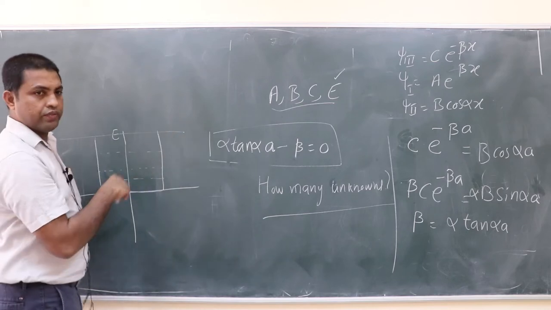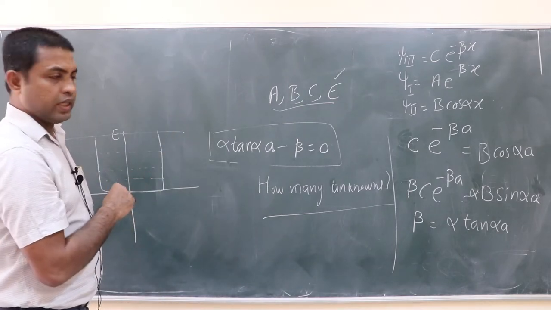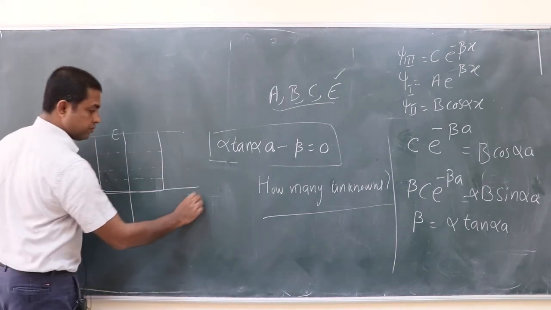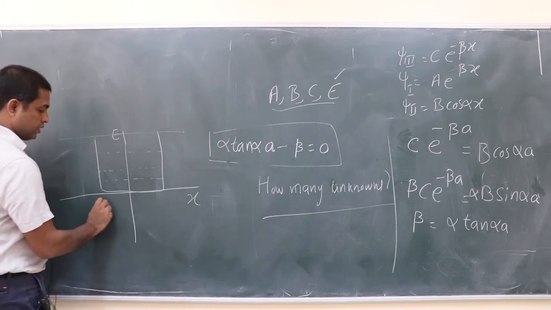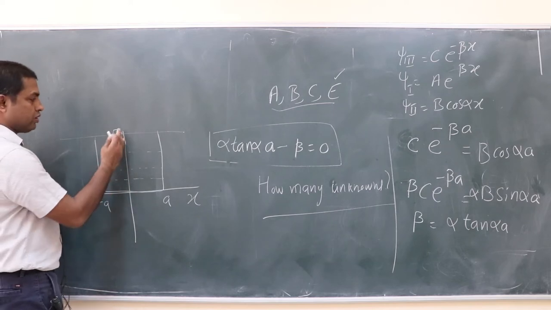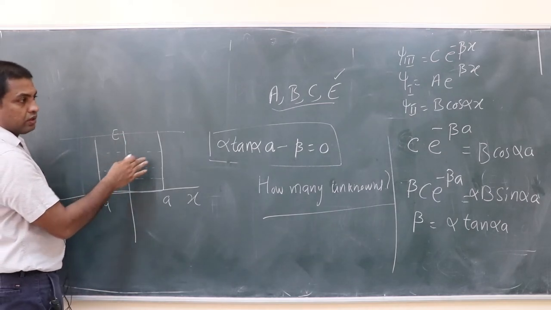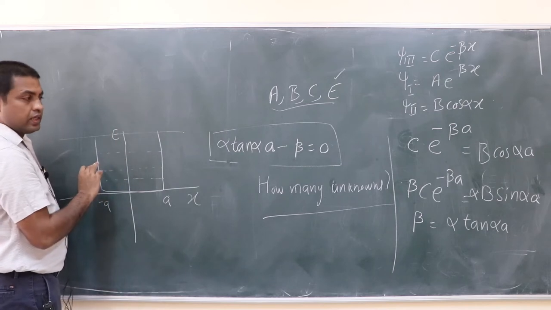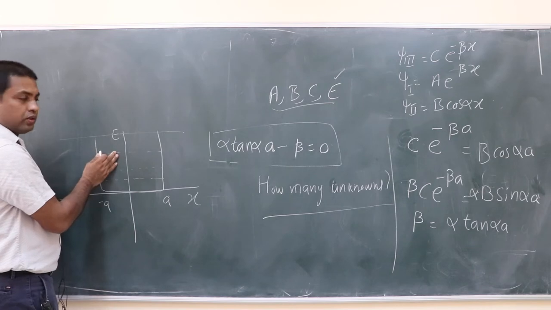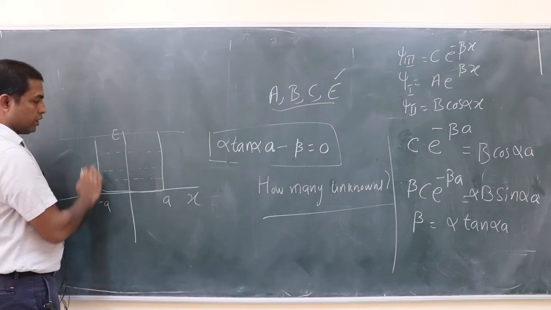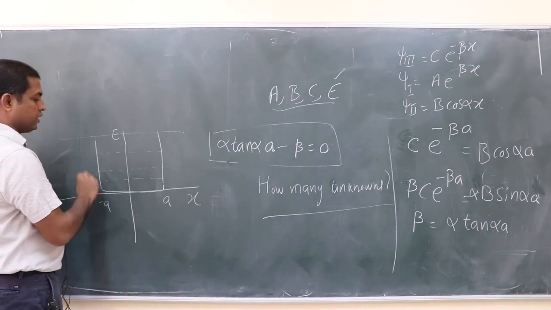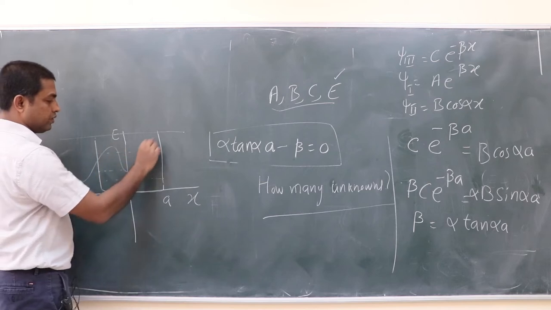These are all real wave functions, there is no problem. You plot the wave function in the same plot. So this is x, and this is minus a and this is plus a. You can have two scales for y: one for the potential, and second one for the energy. In the same plot you have to show the potential, the energy levels and the wave function, whatever wave function you are getting.